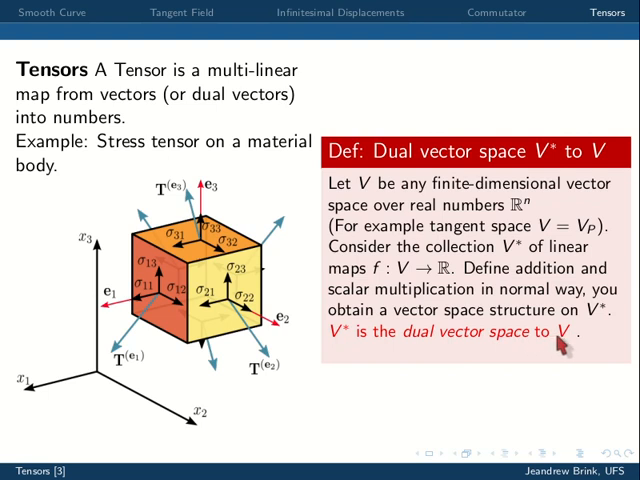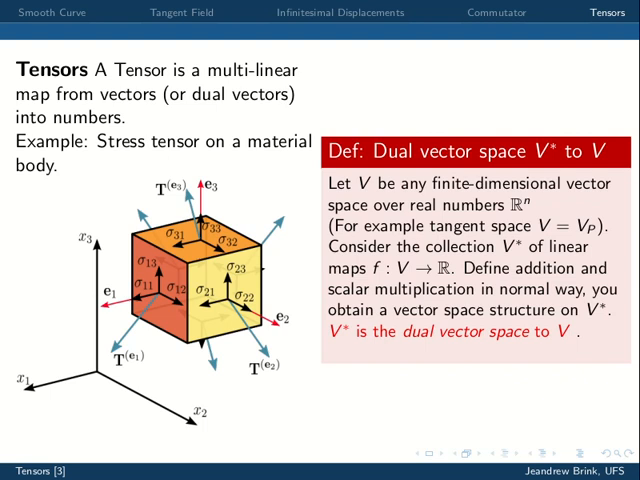So tensors are not just vectors or dual vectors, it's actually both. A tensor is a multilinear map, so it's linear in many inputs. Some of the inputs are vectors, and some of the inputs are dual vectors, and they behave differently. So this is the main thing you have to take: the vectors are different from the dual vectors.